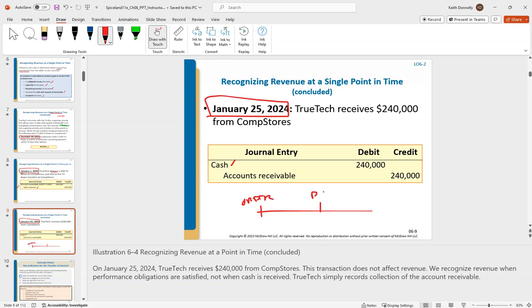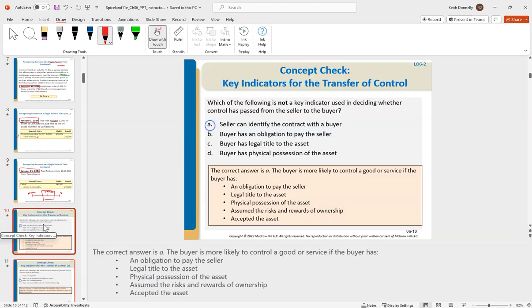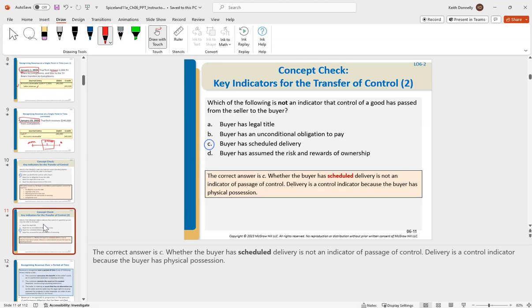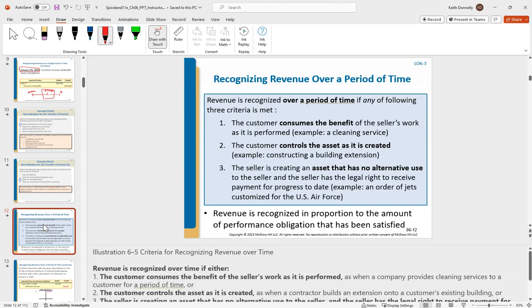There was the delivery date where we gave them the Xbox. And then there was the payment date where they gave us the money. That is where we would have the journal entry for the revenue at a point in time. Right, they give you some MCQs here you can look at.